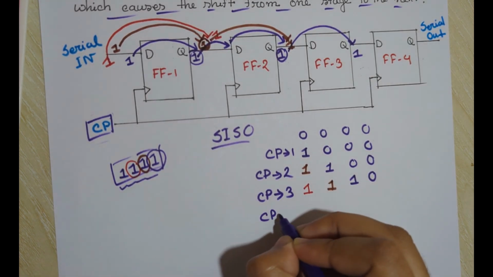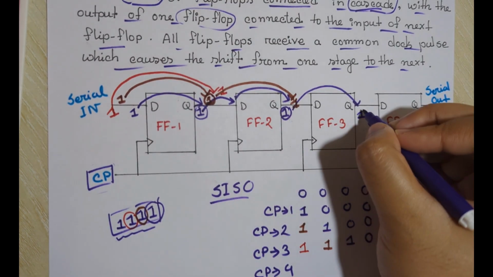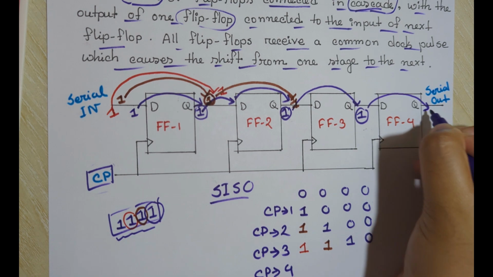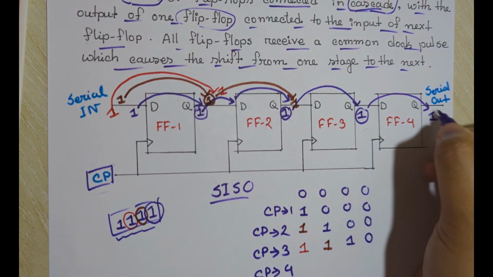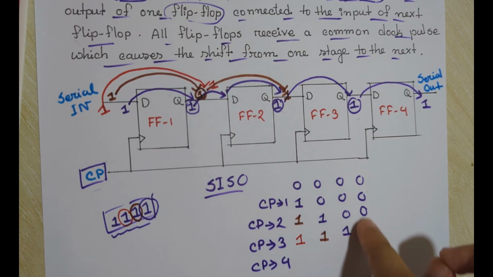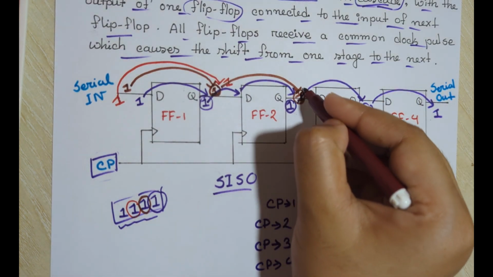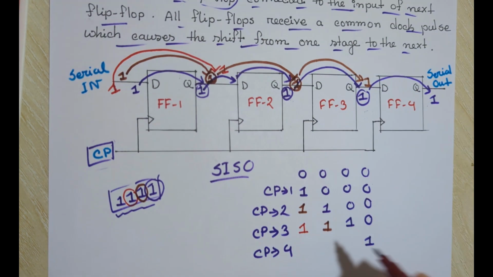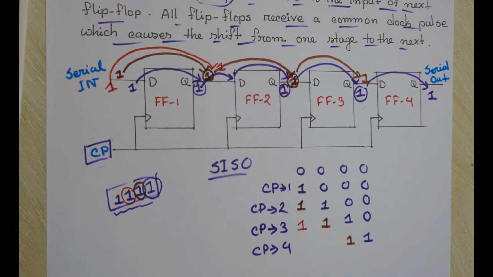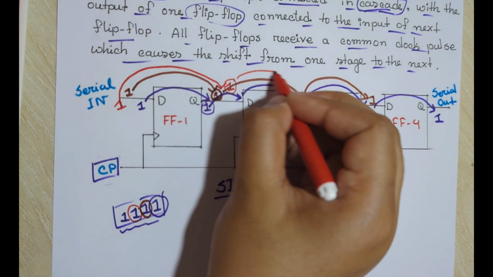So at the time of the fourth clock pulse, this 1 output will be shifted through our last flip-flop and we will get our output as 1. So the output of the fourth flip-flop will be 1. Then this one will be transferred through this, so the third flip-flop's output will be 1.